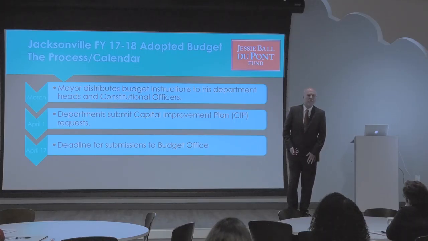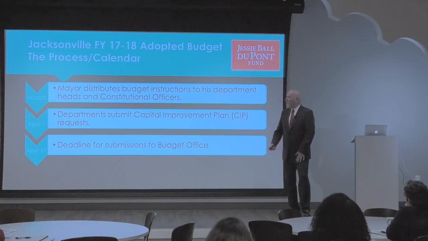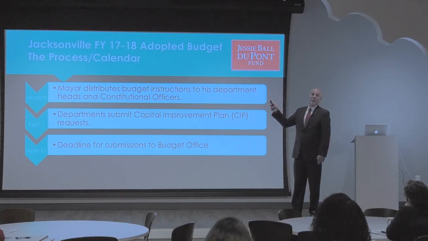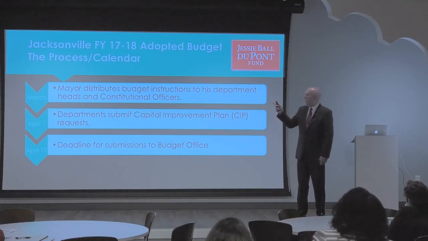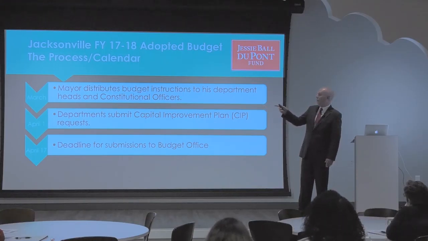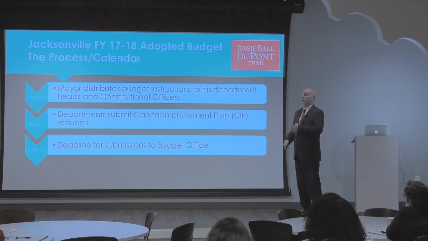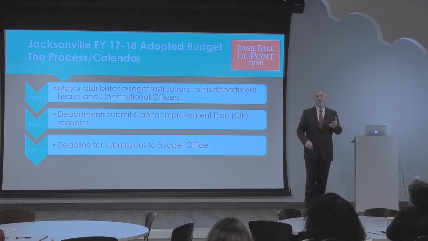Yeah. Anybody else? Okay, so March is when this process kicks off, and late March is traditionally different. April 1 is the deadline when all the departments submit their capital improvement plan requests. This year, April 17th was the deadline for departmental submissions to come into the budget office, so they had probably 3 or 4 weeks to put together their request.